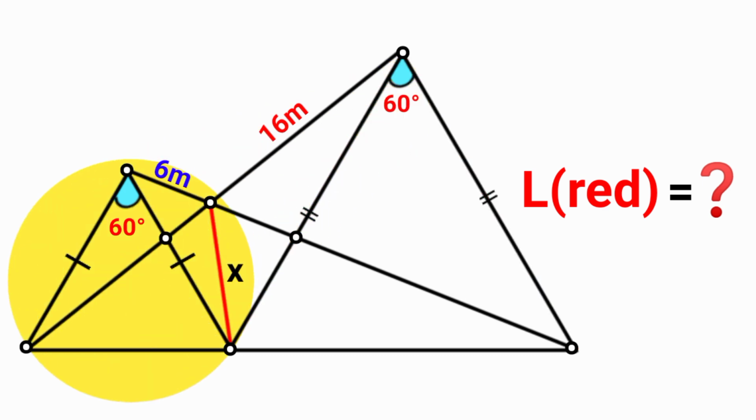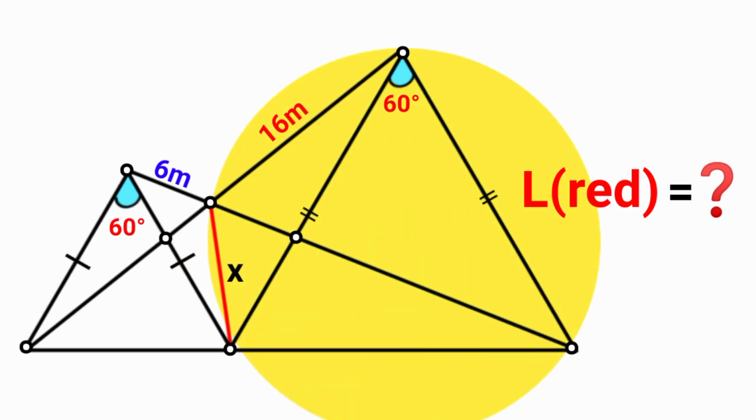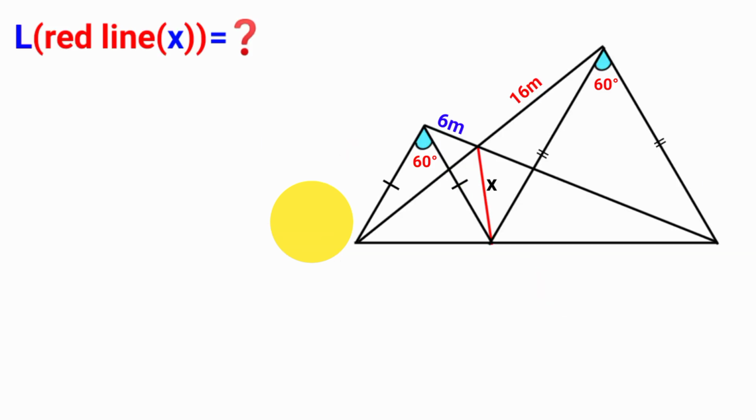If you look here, this line and this line are congruent. The same is here. This side and this side are congruent. So how can we solve it? How can we calculate the length of this red line? Well, like always, it is very simple.